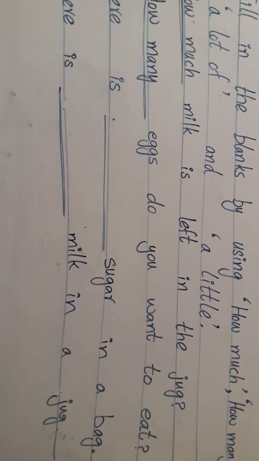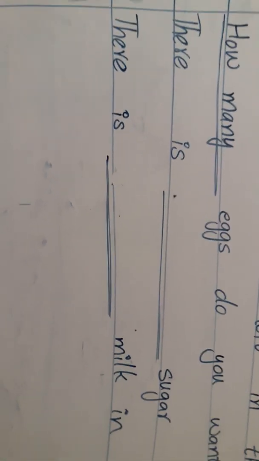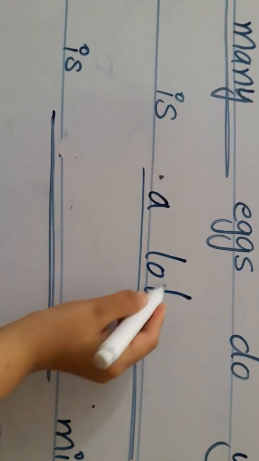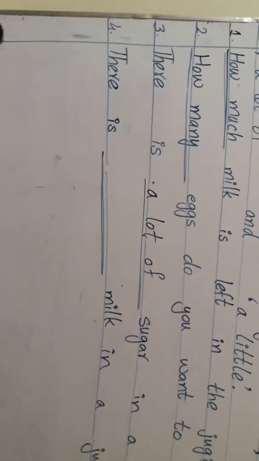Okay, next. There is dash sugar in a bag. Again, sugar is an uncountable noun, so there is a lot of sugar. Write it nice in a bag. Or there is milk in a jug. There is a little milk.